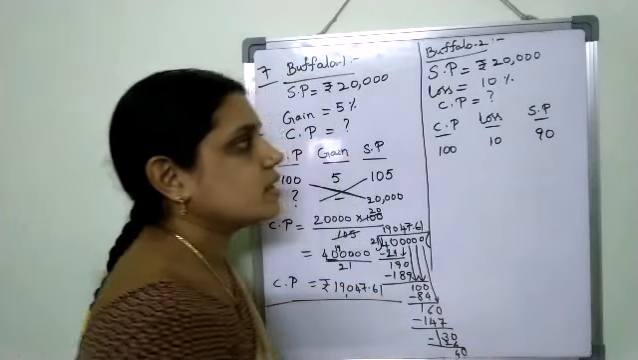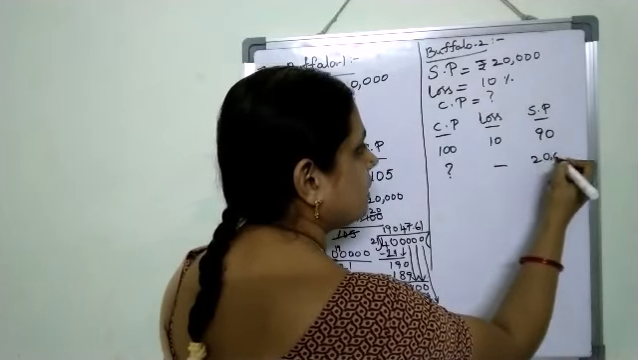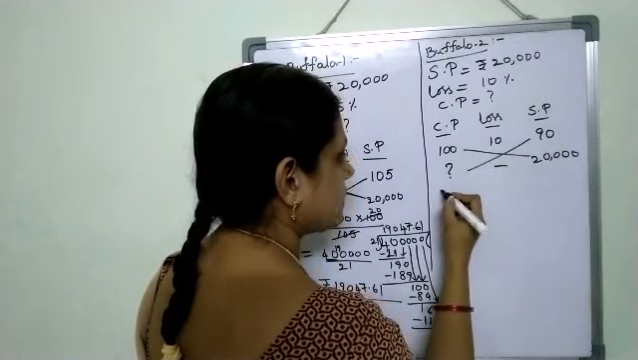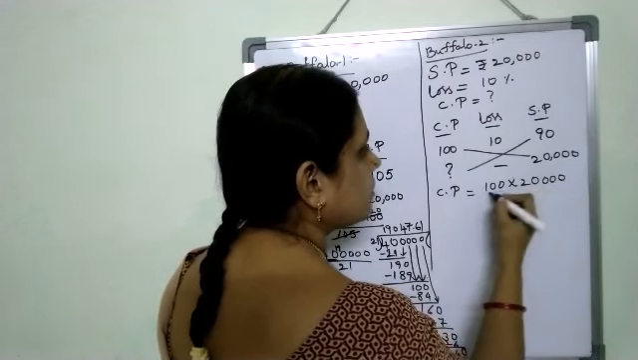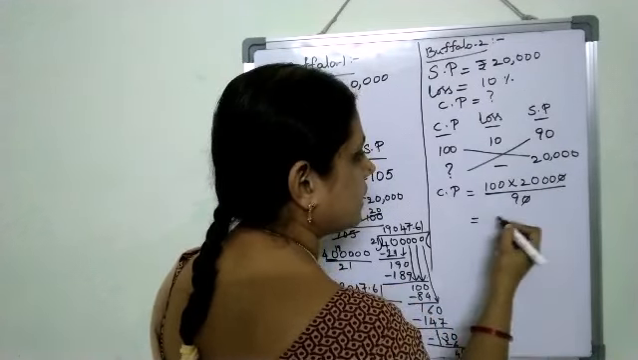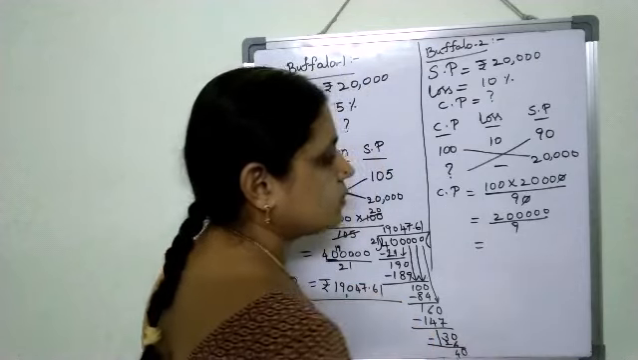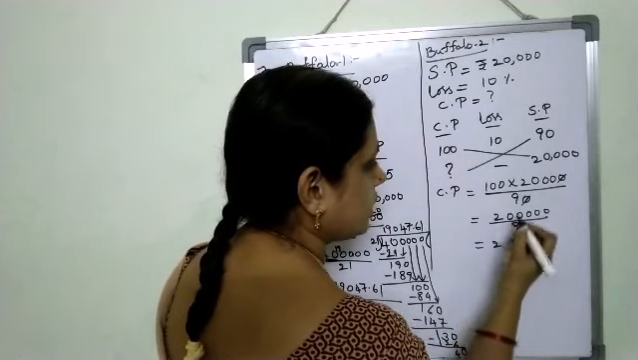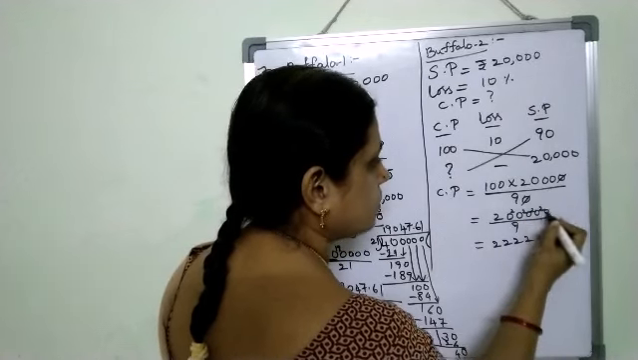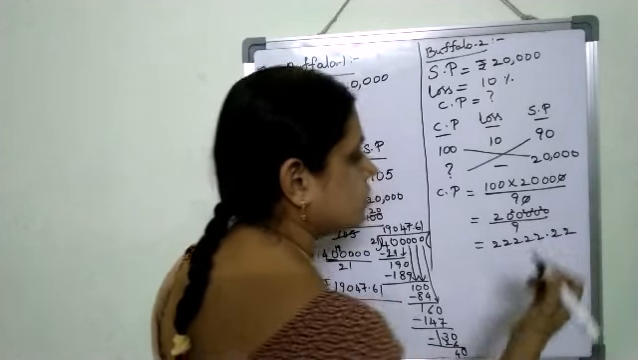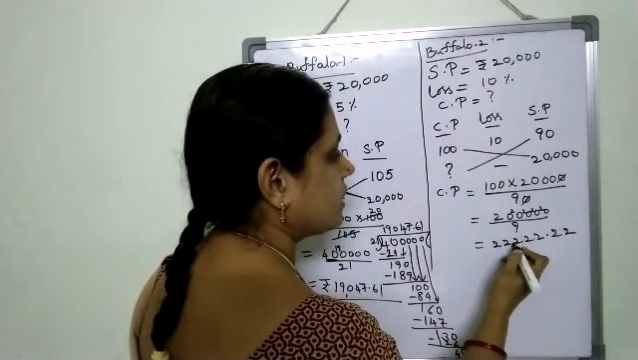But actually what is the CP? CP we don't know, we have to find out. Then what is SP? 20,000 rupees. Now you have to do cross multiplication. CP equals 100 into 20,000 by 90. We can cancel. Now 100 into 2,000, 2 lakh by 9. If you do the division, 20 by 9 means 2 times we can take, again 20, 2, 2, again 2, 2. So after the decimal also you will get 2, 2. This division has no end, so we can just write 2 places after the decimal.